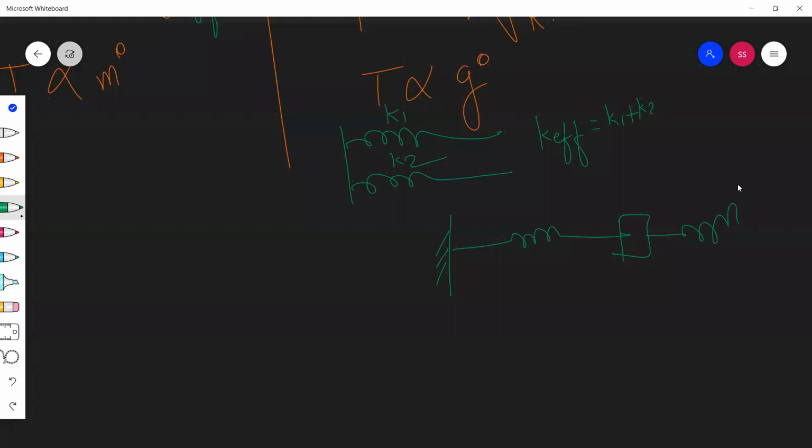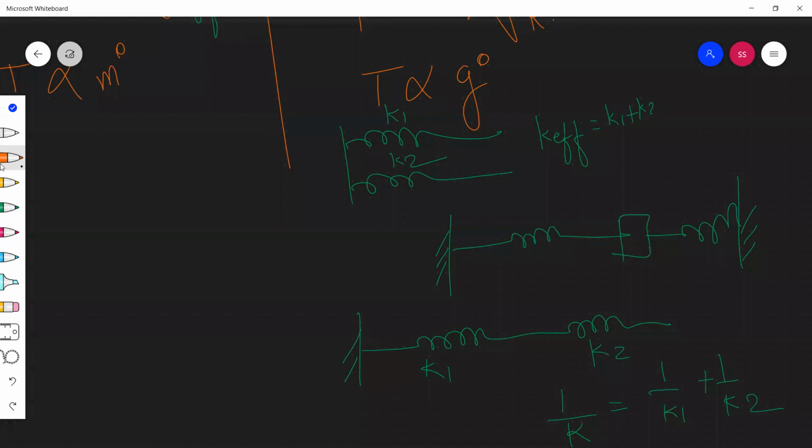This is also a parallel combination actually. And रही बात series में, K1 and K2 if it is, then it is something like, once again, capacitors 1 by K effective is equals to 1 by K1 plus 1 by K2.